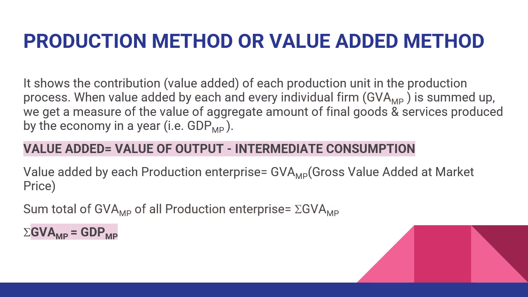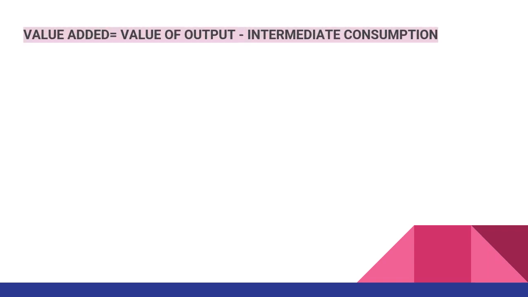Now how does each production unit find out the value added to a good by them? So for that the simple formula is value added is equal to value of output minus intermediate consumption. Now how do production units calculate the value of output produced by them?